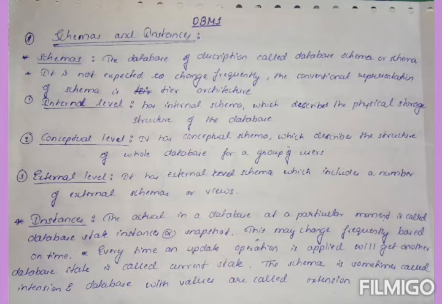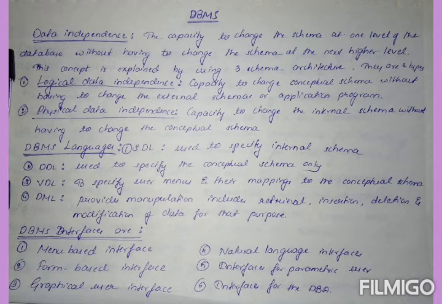Let's move to the instances. The actual data in a database at a particular moment is called a database instance. It means the data at a particular moment of a database is called an instance or a snapshot. This may change frequently based on time. Every time an update operation is applied, we get another new database, called the current database. The schema is sometimes called the intension, and the data with values is called the extension.